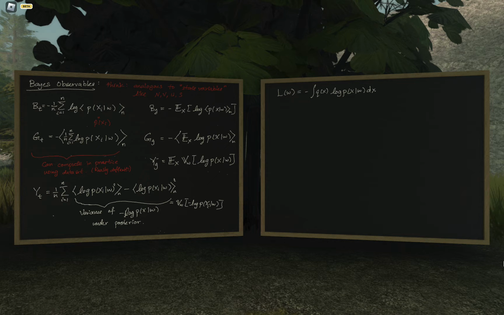Right, and that thing is an expectation of a quantity that we have seen before, the data set version. Right. And we can normalize this with the entropy of the true distribution.